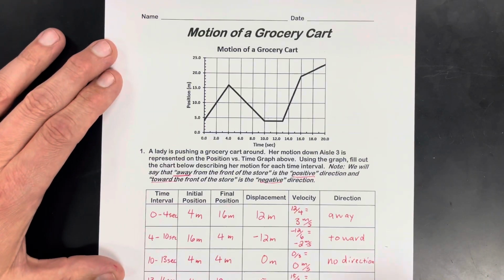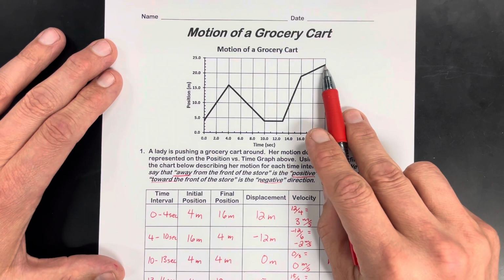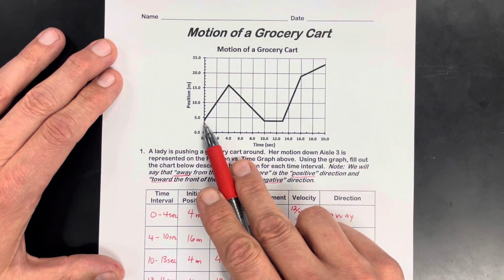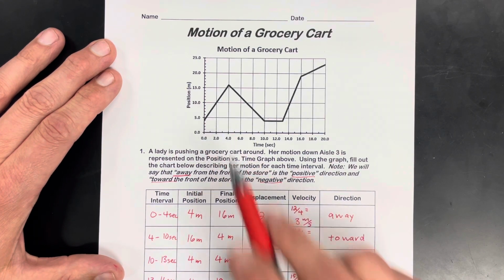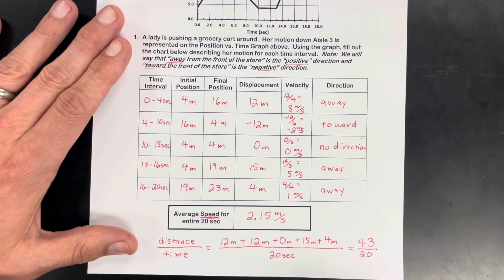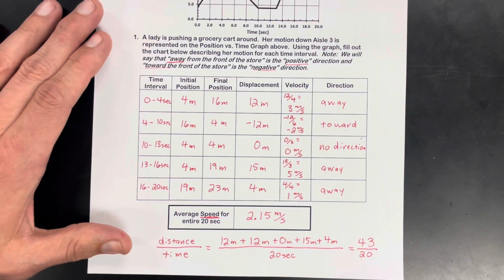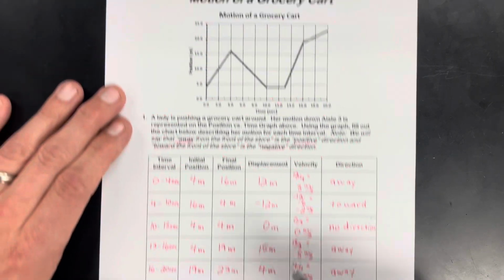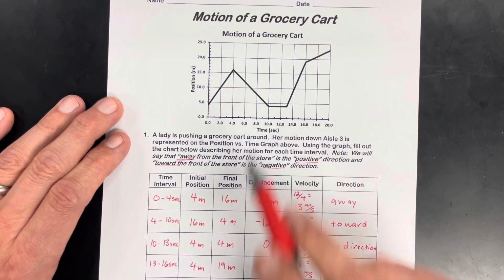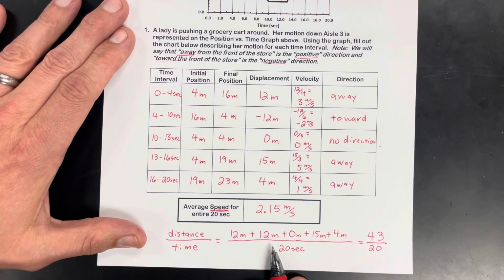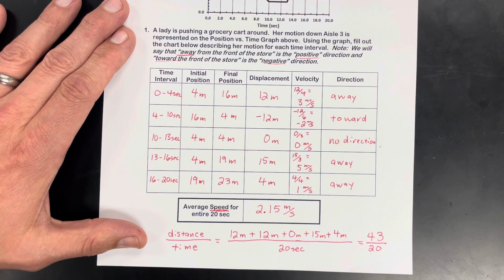Now, if you took the final position, which was 23, and subtracted the initial position, which was 4, you got a displacement of 19. Then took that 19 divided by 20, you would get something like 0.94 meters per second. But because that includes the direction, this being negative, it takes away. Distance does not include that direction, so that positive right there is what changes the answer between distance and displacement. And that gives us our speed of 2.15 meters per second.